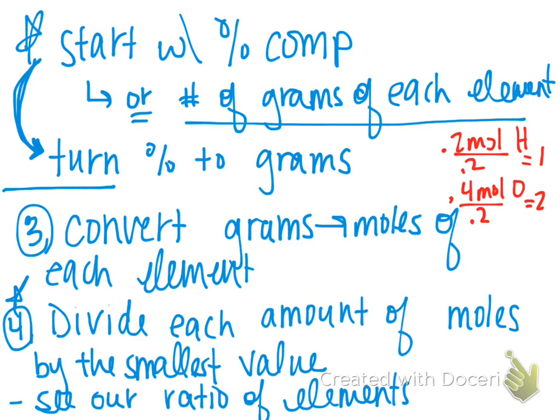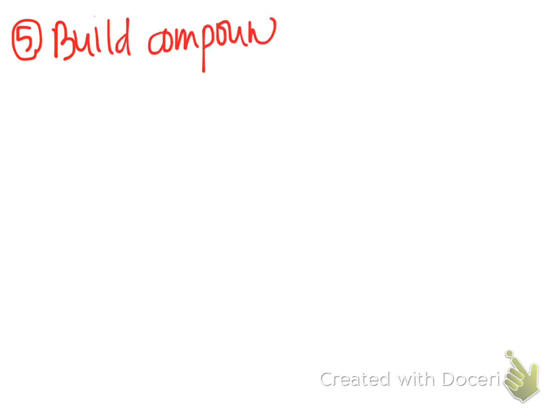Okay, once we have our ratio of elements, all we have to do is put our compound together. So the last step, step 5, is build your compound. Okay, and if we're looking at our questions, we're most of the time going to go in the order that they were given.